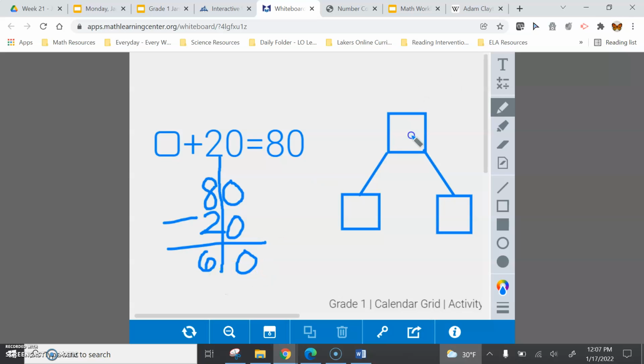Wow. So our answer is 60, which goes back to something we've talked about. Is 6 plus 2 equal to what number? 8. Very good. And all we've done is just add a 0 to it. So here is our math number tree for this equation.